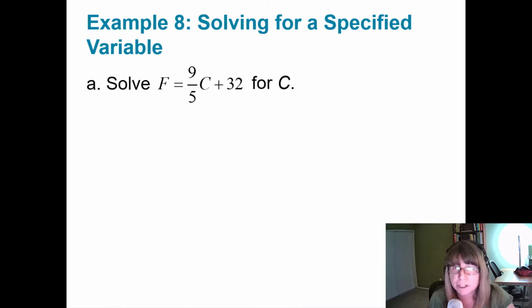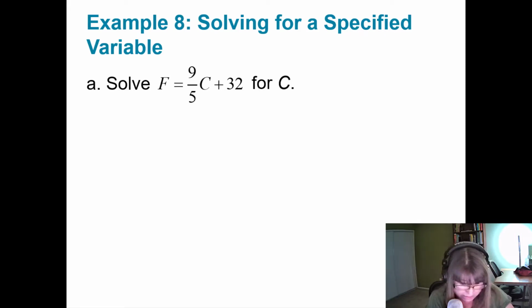The last thing I want to show you in this lecture is how to solve for a specific variable. I am not solving for a value like I did before, where I plugged in 86 for F and got a 30 for C. I'm actually going to solve this formula to where C is all by itself on one side and everything else is on the other.